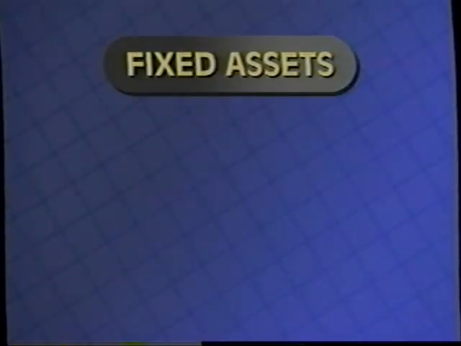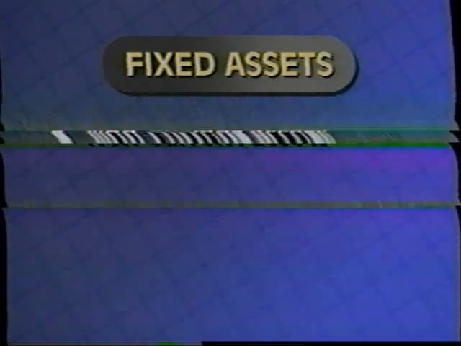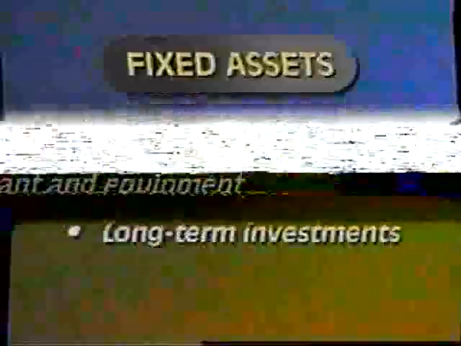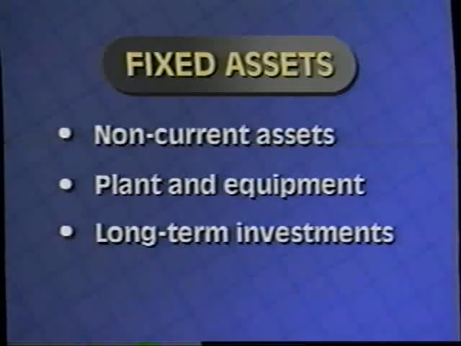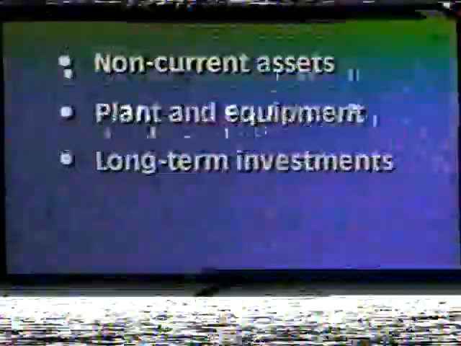And so now we turn to the subject of fixed assets. A fixed asset is a non-current asset. Typically, it's either plant and equipment or other kinds of long-term investments that the company makes, again, with the intent of generating more cash than they paid for the asset in the first place. The typical fixed asset for most businesses is plant and equipment.